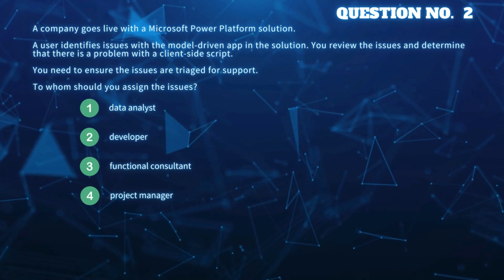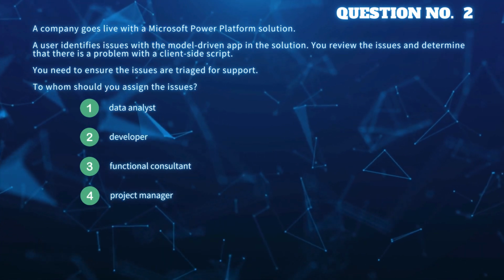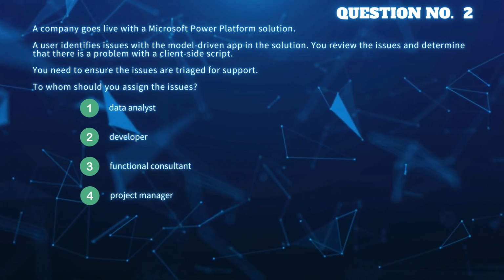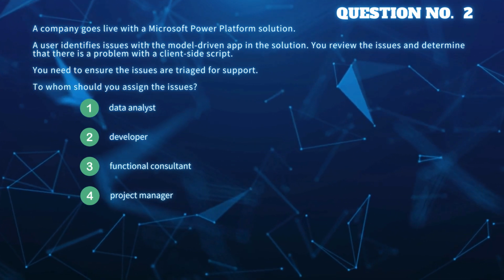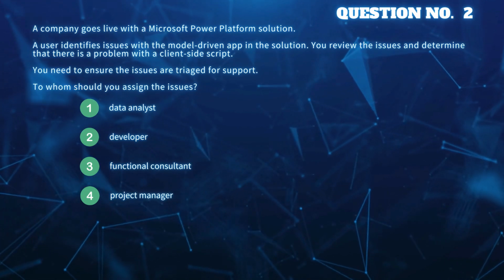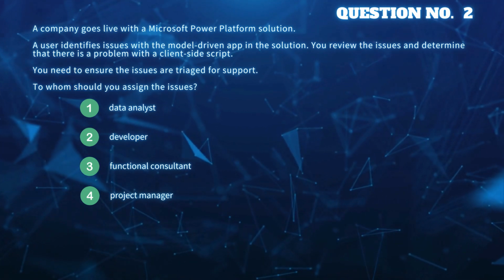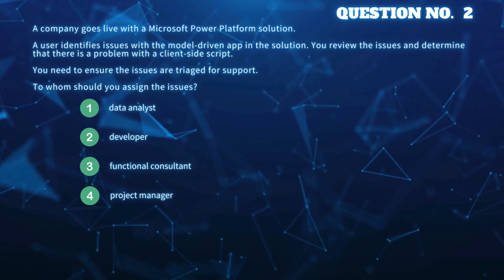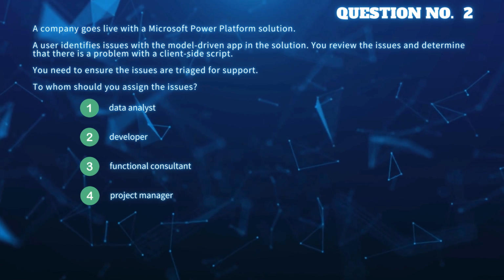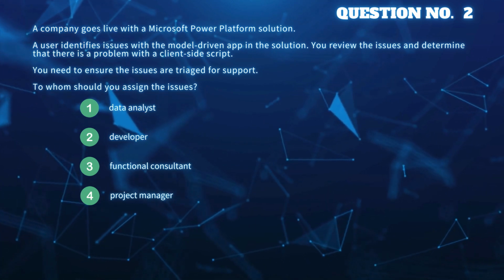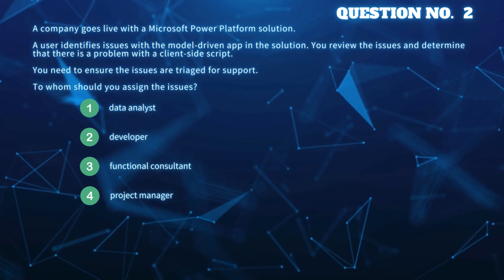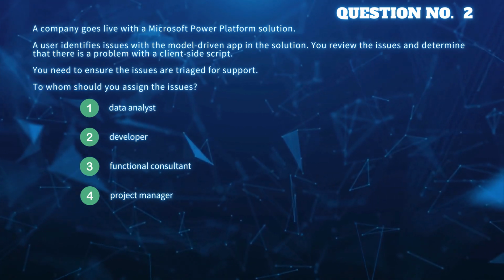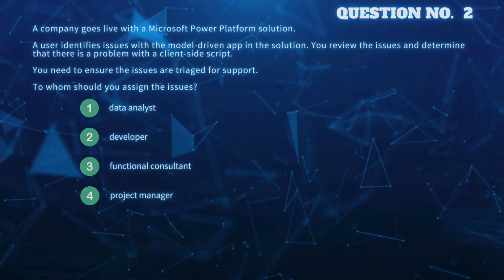A company goes live with a Microsoft Power Platform solution. A user identifies issues with the model-driven app and the solution. You review the issues and determine that there is a problem with a client-side script. You need to ensure the issues are triaged for support. To whom should you assign the issues? Option 1, Data Analyst. Option 2, Developer. Option 3, Functional Consultant. Option 4, Project Manager.